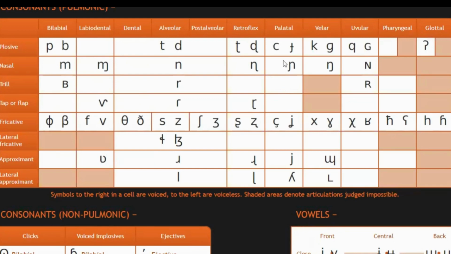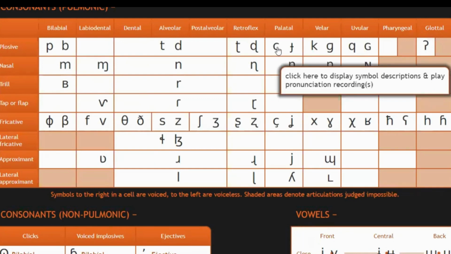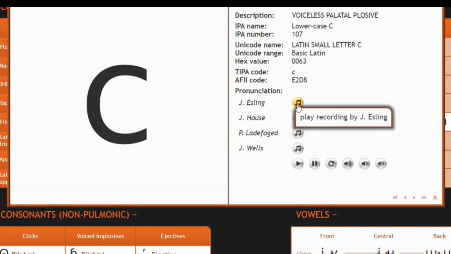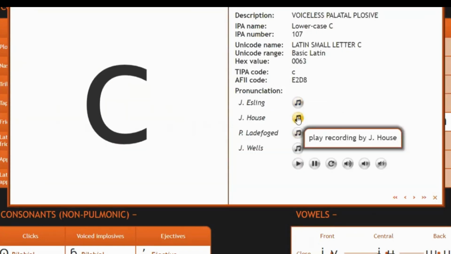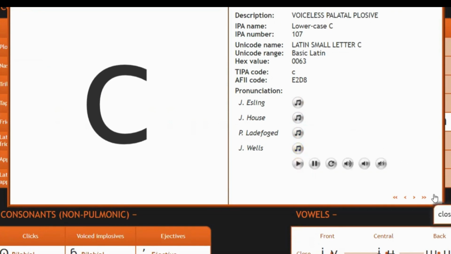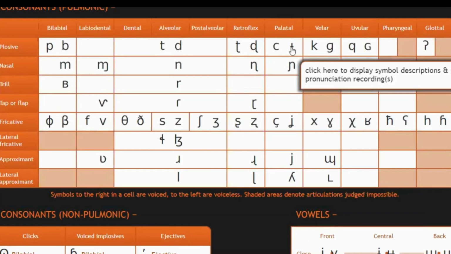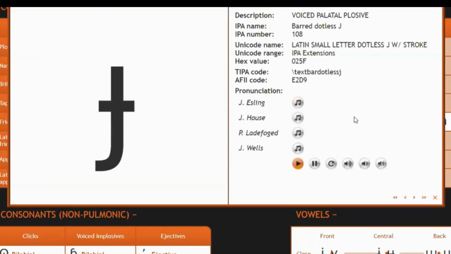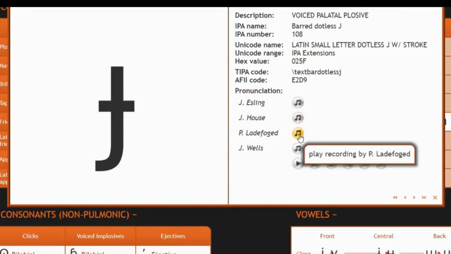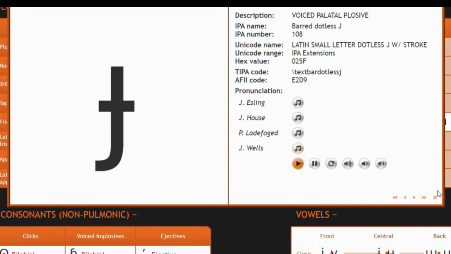Now let's listen to the palatal sounds. Now we have our voiceless palatal stop. Ja. Next, the voiced. Ja, ja, ja.